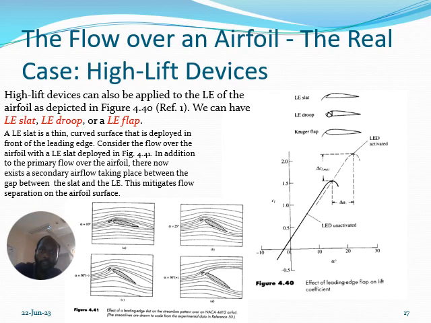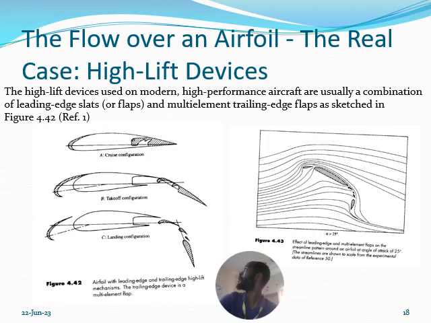Usually, for most of the aircraft that you see now, they will combine both a leading edge device and a trailing edge device. So you see some slat or droop, whatever it is that they are using, and then some multi-stage flaps. They are all just the same. What they are trying to do is just to increase the CL max.